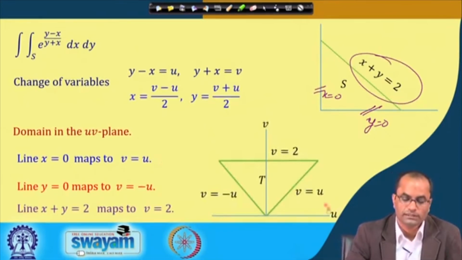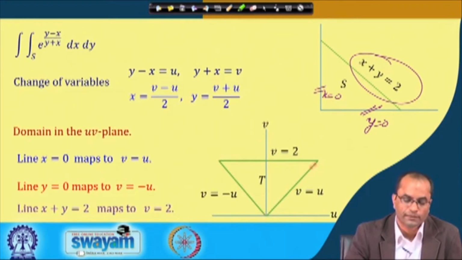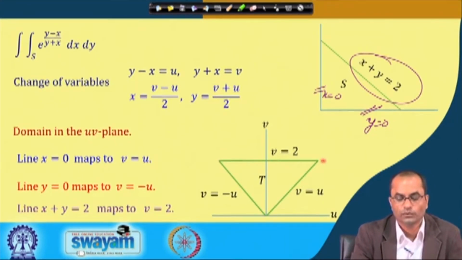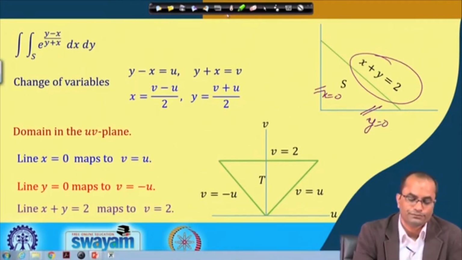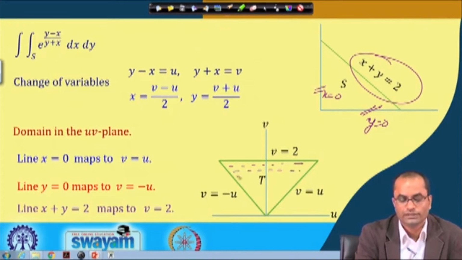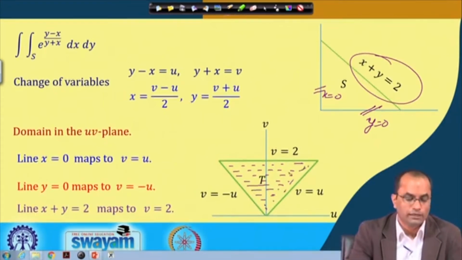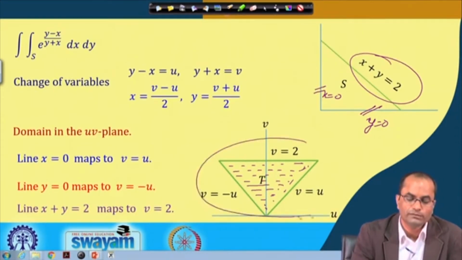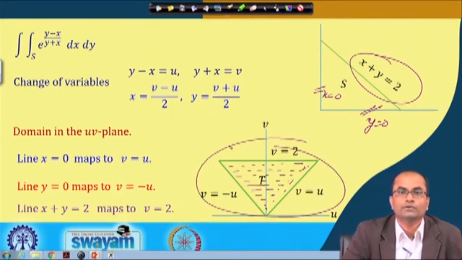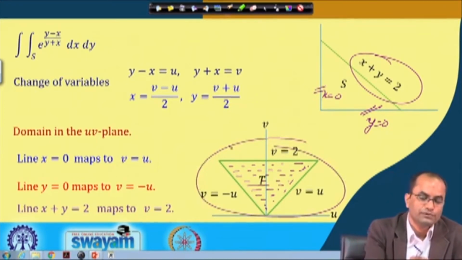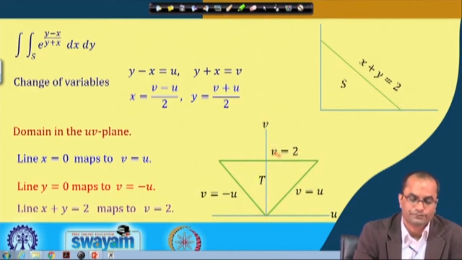So, this is in terms of v and u. So, we have v is equal to u line, we have v is equal to minus u line, and then v is equal to 2 line. So, this region now is the new one for our integration. Okay, so, now we can evaluate the new limits based on this new region in terms of u and v.